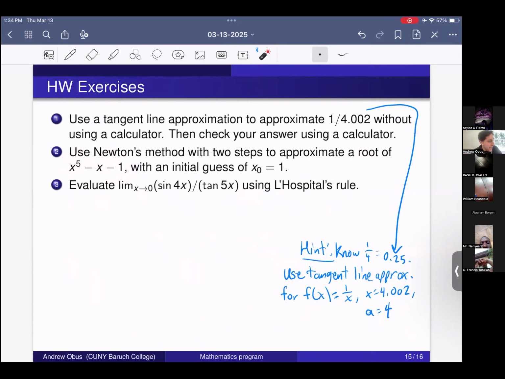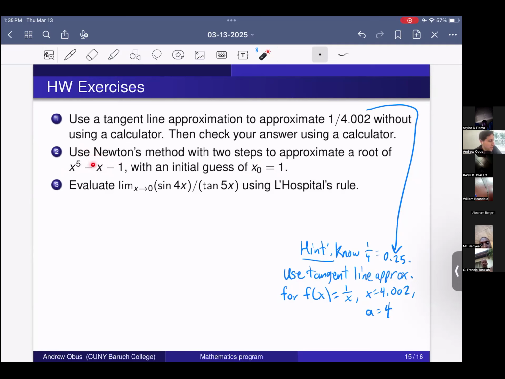But what I can say is that if you start with x0 equals 1 and you do Newton's method 2 steps, you're going to get very, very close to an actual solution to this equation. Okay, so you will be able to solve this to a good number of decimal places without having to use any kind of function solver or anything like that. At worst, you just have to use a calculator to do some division. Okay, so this is going to be problem 2 on the homework.